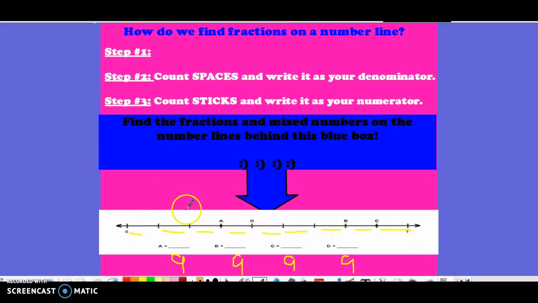Let's first look at A. 1, 2, 3. That means A is 3/9. B, 1, 2, 3, 4, 5, 6, 7. That means B is 7/9. C, 1, 2, 3, 4, 5, 6, 7, 8/9. And then finally D, 1, 2, 3, and 4/9. Using these steps, you can solve and find every single question you're looking for.